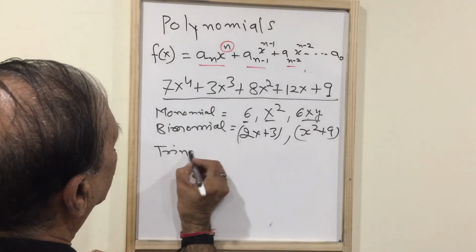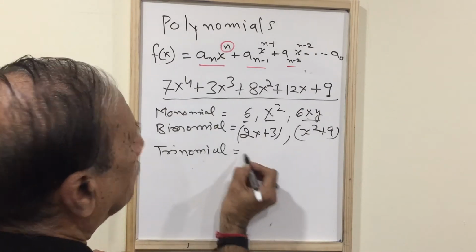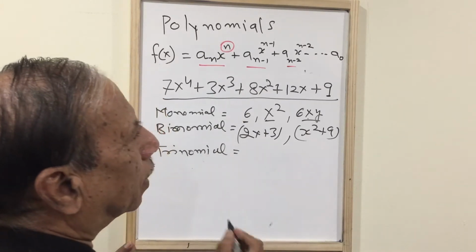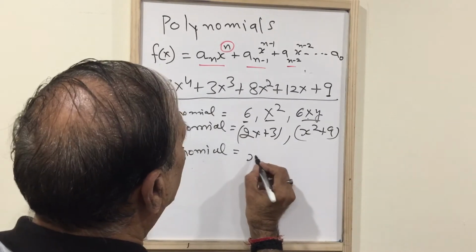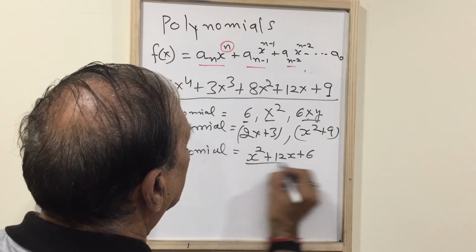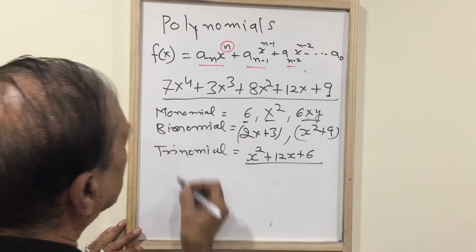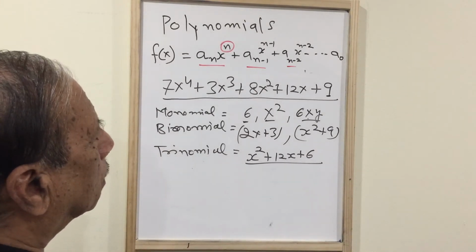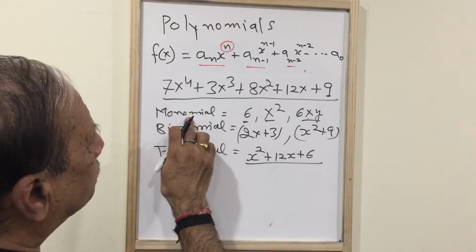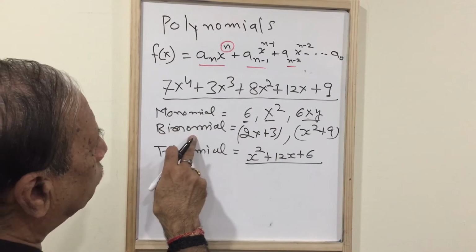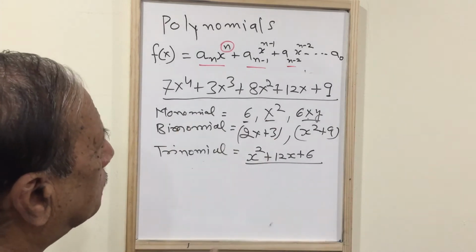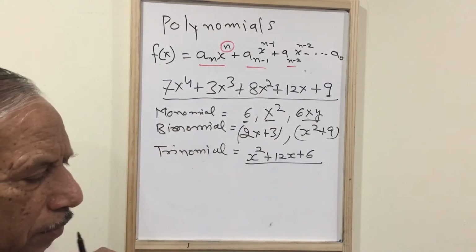Another one is trinomial. A polynomial equation having three terms, just like in a quadratic equation, we can say x square plus 12x plus 6. So it has got three terms, that's why it's called a trinomial. Though all are polynomials, a polynomial having one term is a monomial, having 2 terms is a binomial, having 3 terms is a trinomial. So this is the type of the polynomials.